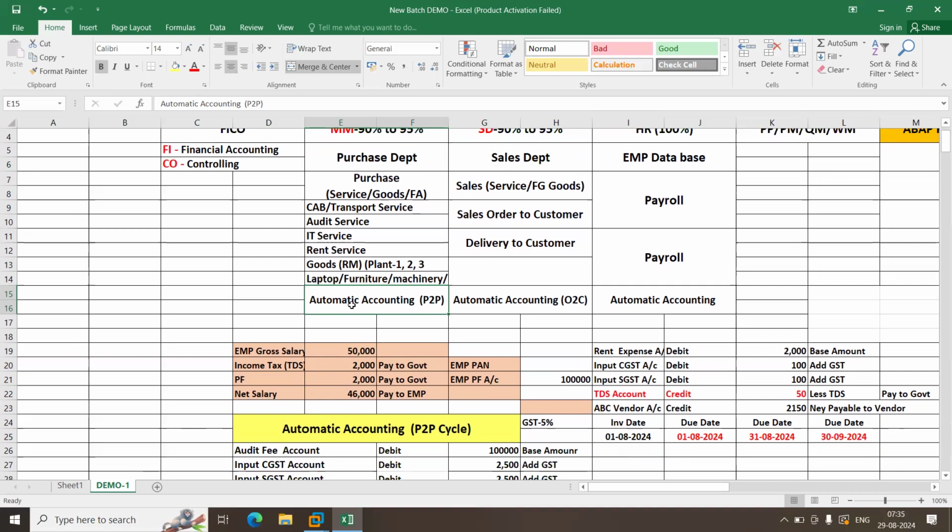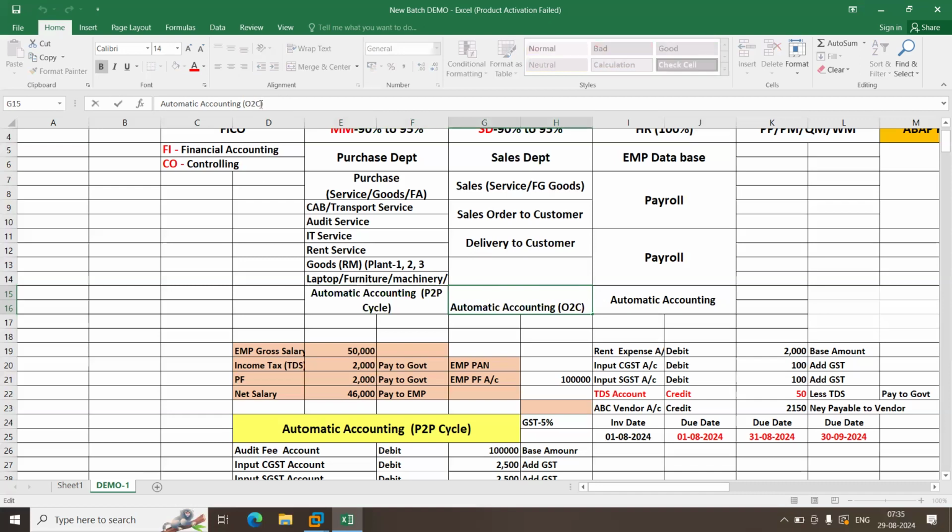Like the procurement process, we can call it the automatic accounting, the procure to payment cycle, the P2P cycle. The sales process automation accounting we can call the O2C, order to cash cycle.